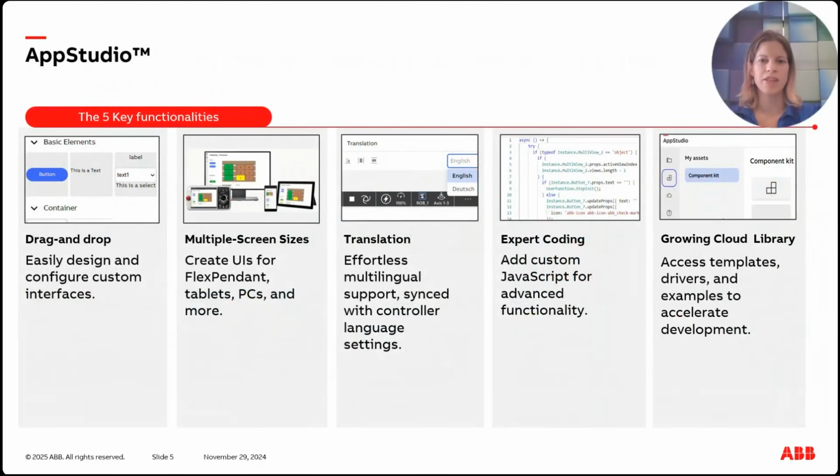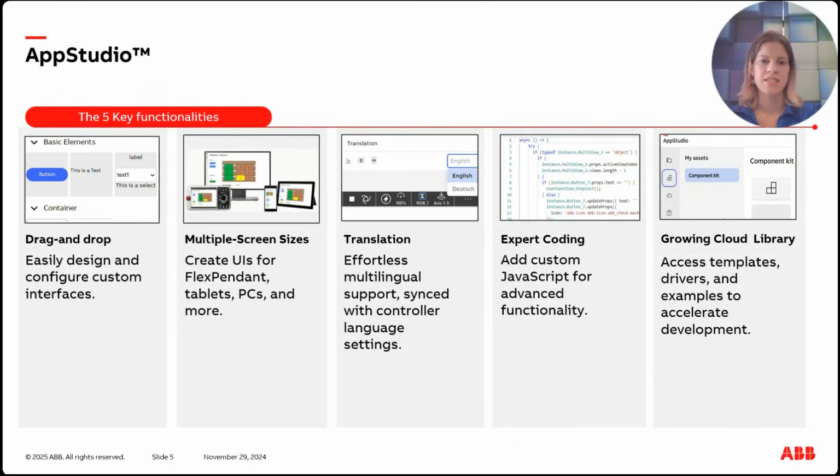Those are the top 5 functionalities of AppStudio. Drag and drop interface. So you can create user interfaces effortlessly using drag and drop. Once built, you can easily configure the functionality of each element. Even if you've never written a line of code before, AppStudio lets you create functional interfaces in minutes. It's intuitive, visual, and fast. You can build professional-looking screens for your robot without worrying about the technical complexity underneath.